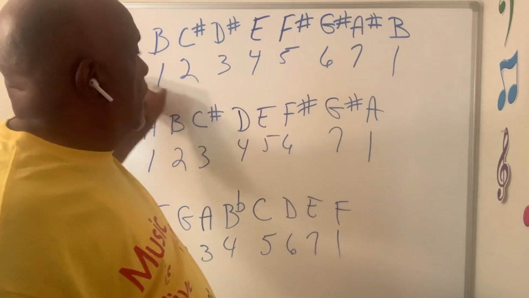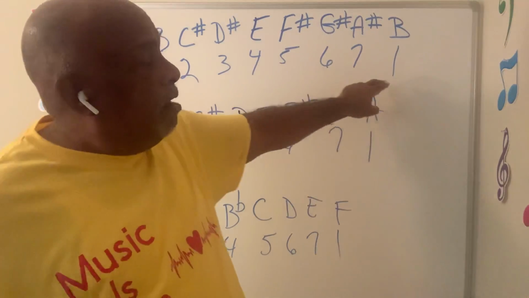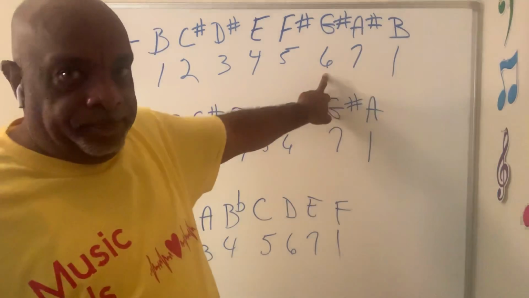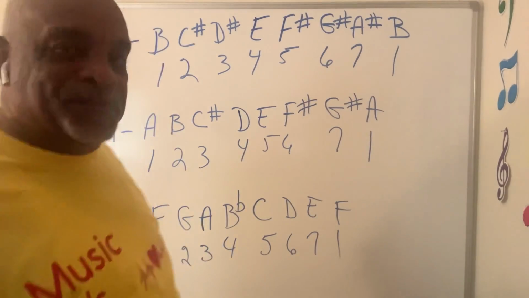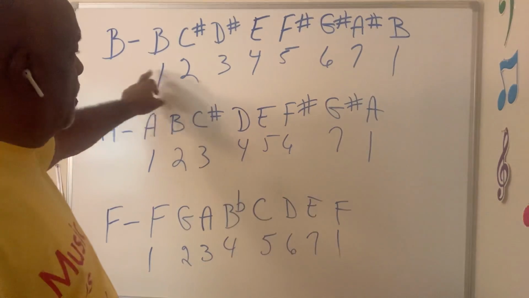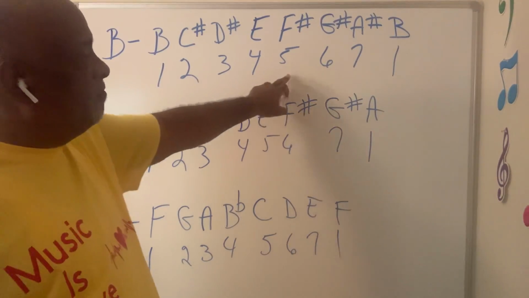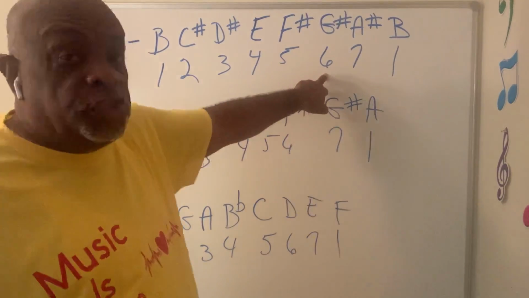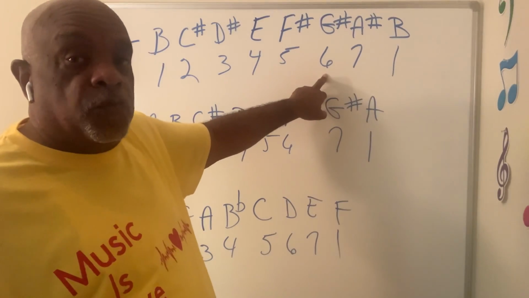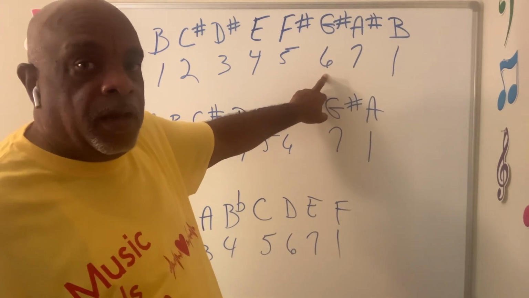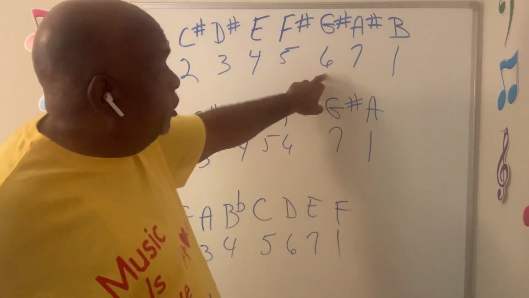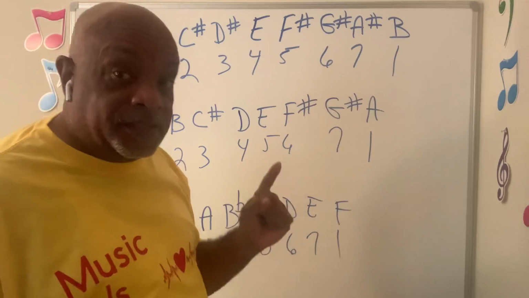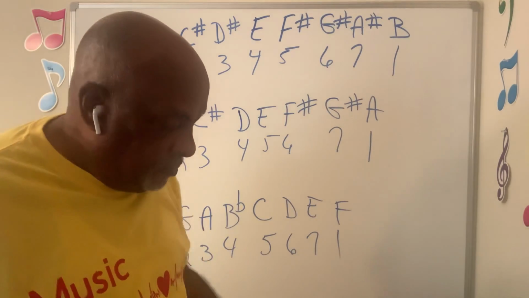You can go up 6 or come back 3. So let's do it. Let's go up 6. So 1, 2, 3, 4, 5, 6. G sharp is the relative minor of B major.